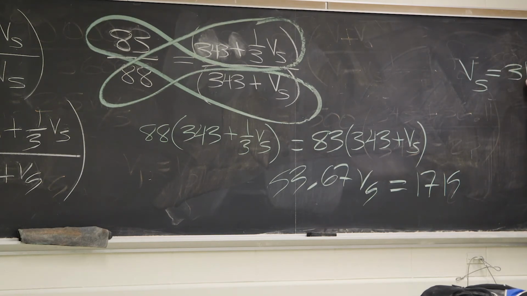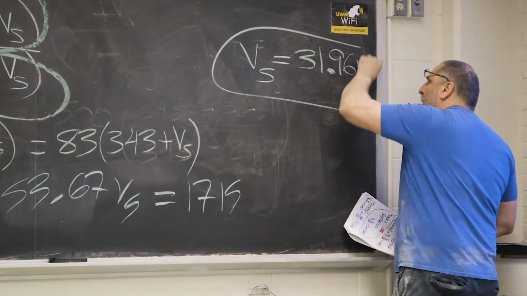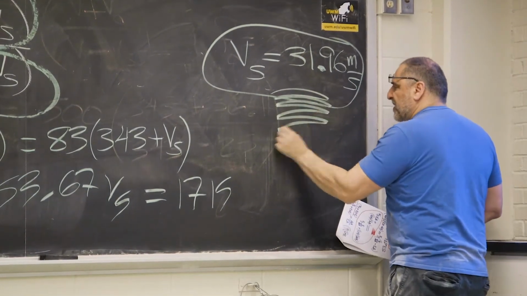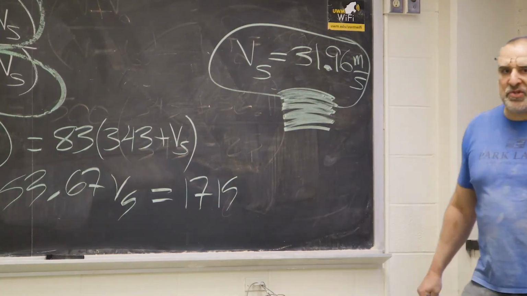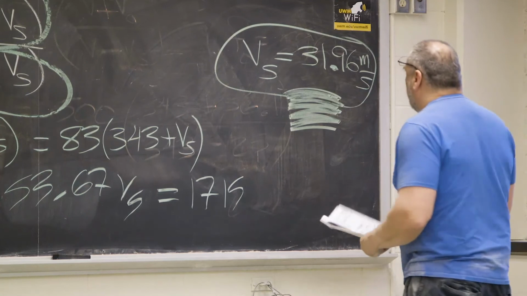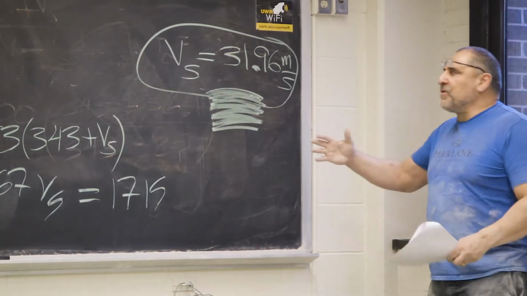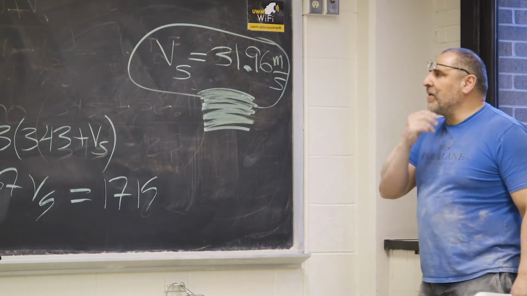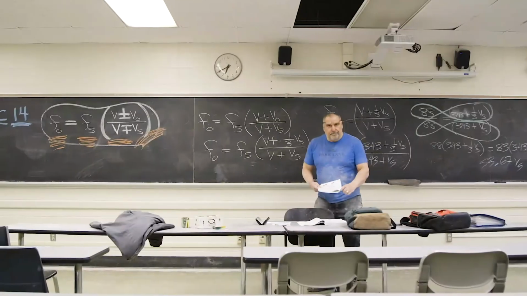The source is going 31.96 meters per second. If they want to get slick, they might ask how fast the bicyclist was going. I didn't ask how fast the source was going. Well, actually, they did ask how fast the source was going. But if they don't, how fast is the bicyclist going? One third of this. He's going about 10.5 to 11 meters per second. Okay. That's 30. Let's do 31.